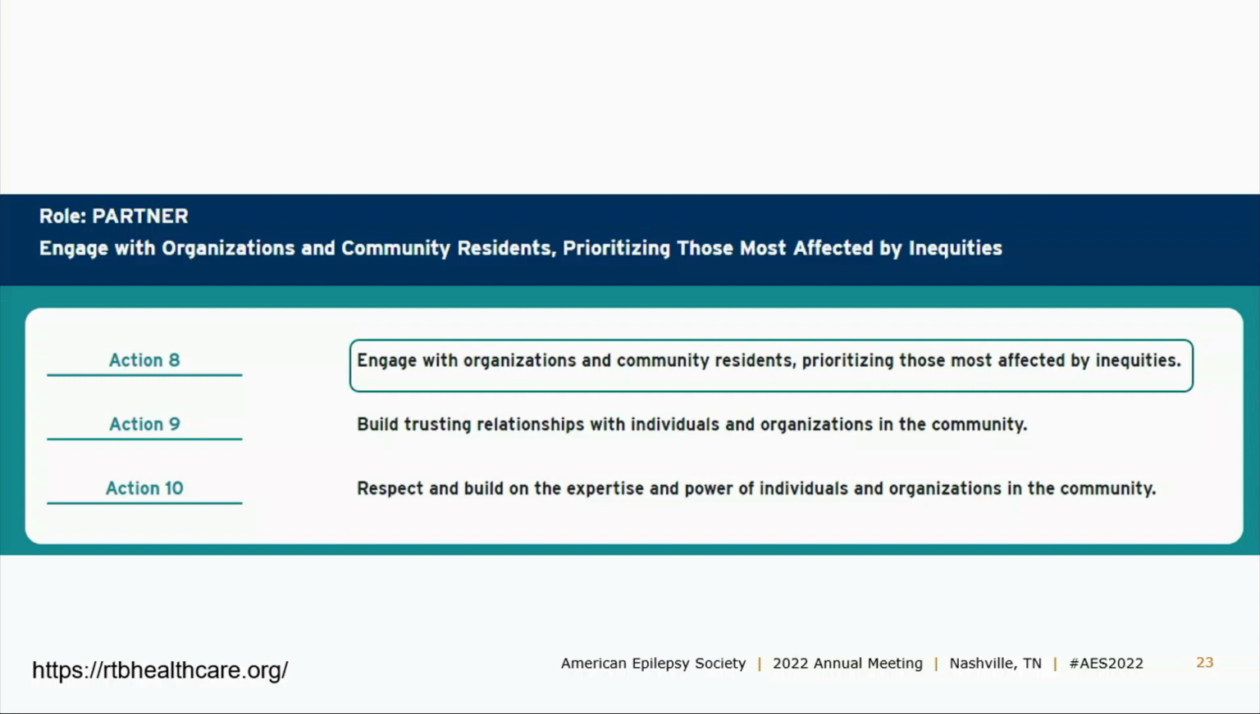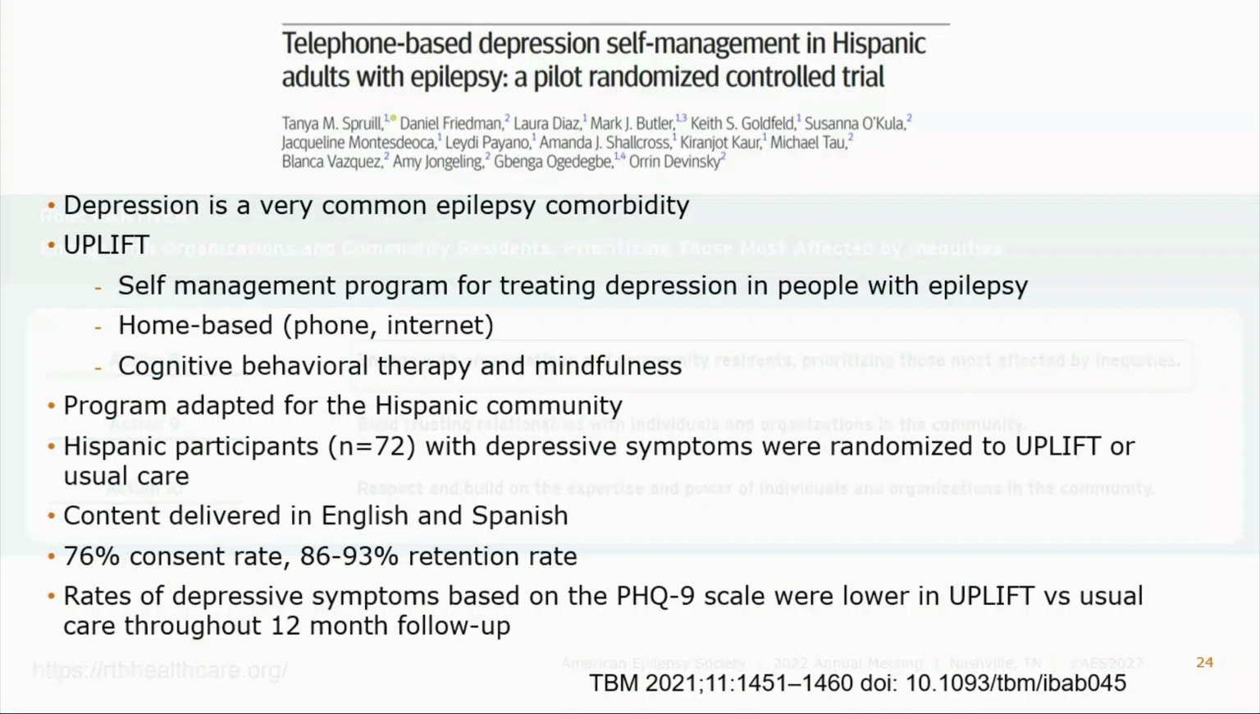Okay, so moving on to a partner. What can a partner do? Engage with organizations and community residents, prioritizing those most affected by inequities. I'm just going to give one example of this. Many of you have probably heard of the Uplift program. It's a self-management program for treating depression in people with epilepsy. It's a home-based program over the phone or internet. They do CBT and mindfulness.